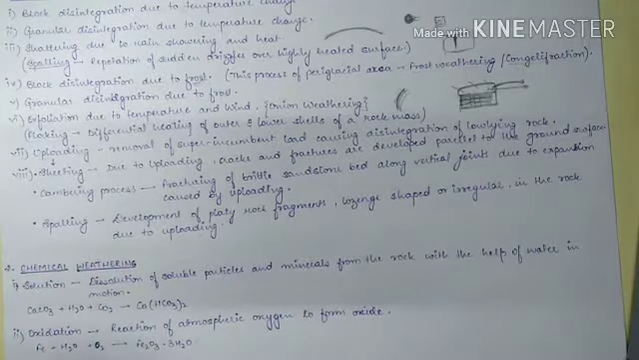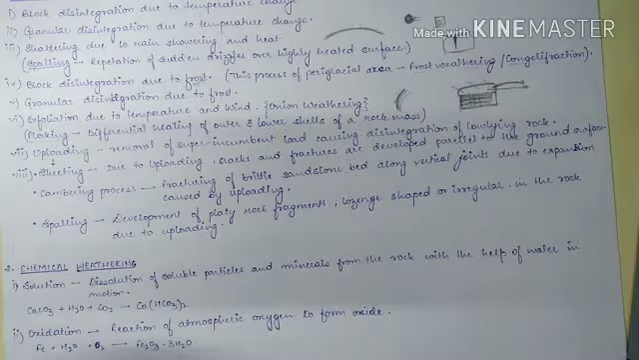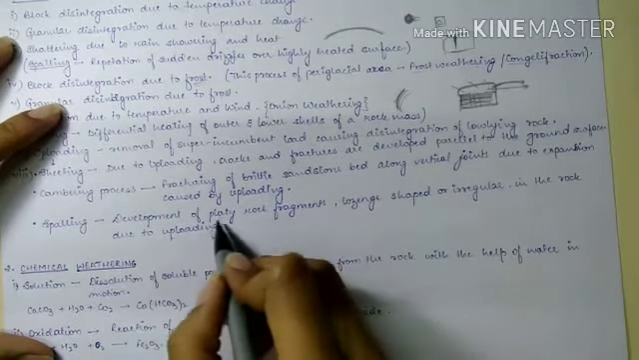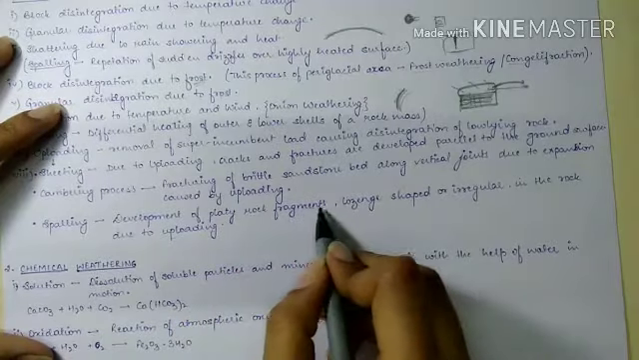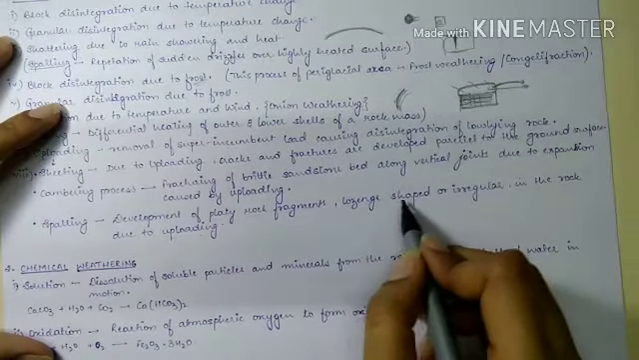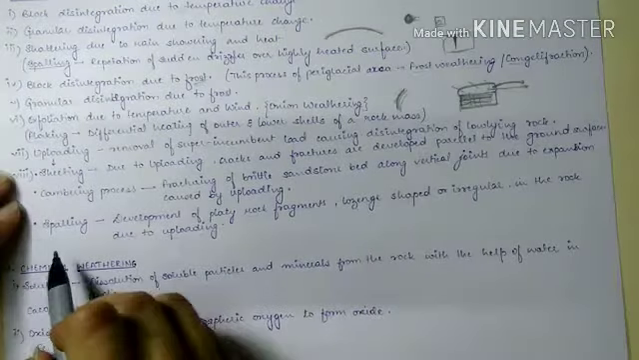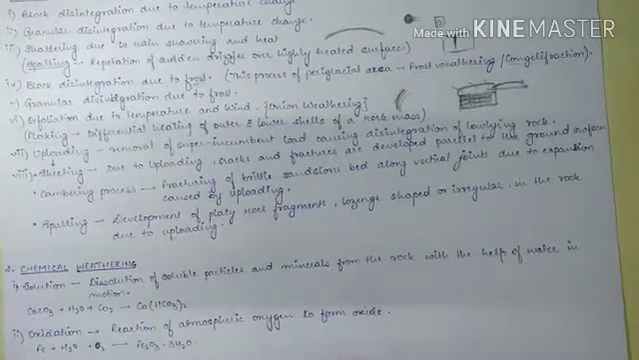Last one is spalling. In spalling, what happens is the development of platy rock fragments in rock due to unloading. So platy rock fragments, or lozenge shaped or irregular forms, are formed in rocks because of unloading.